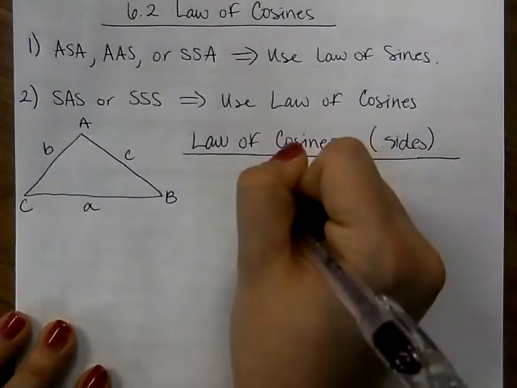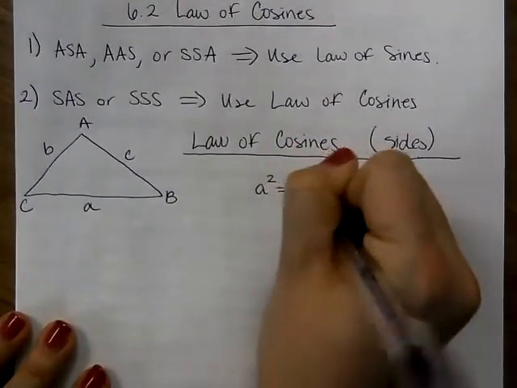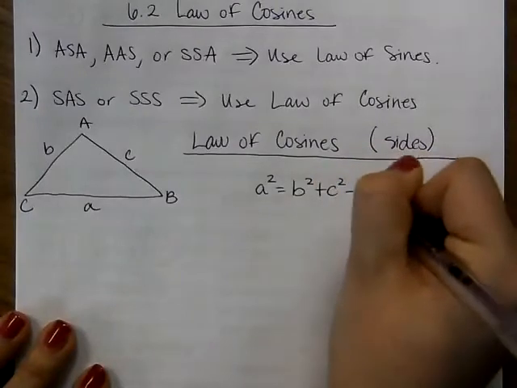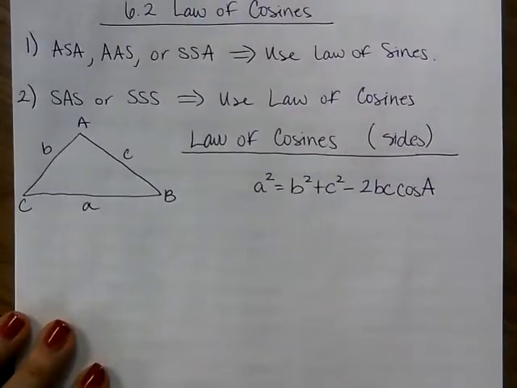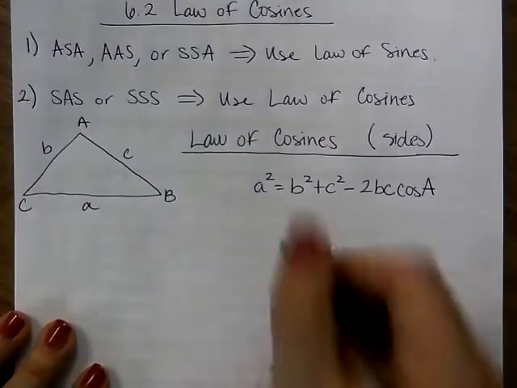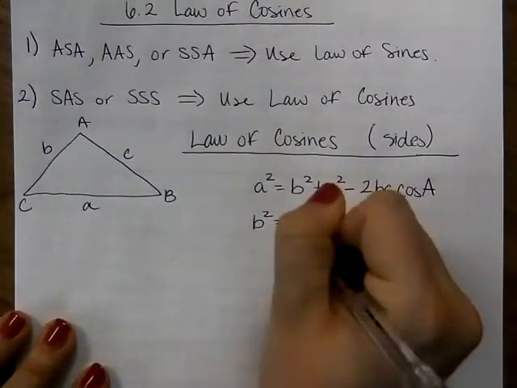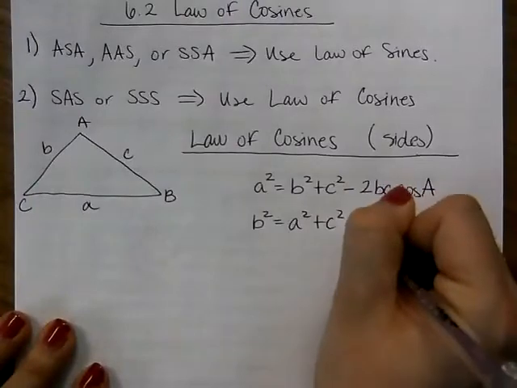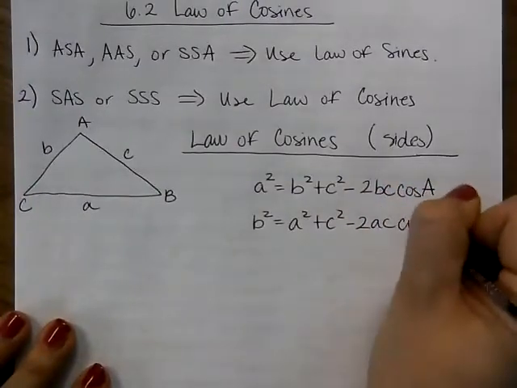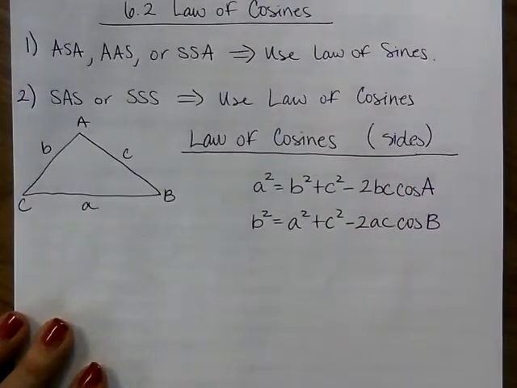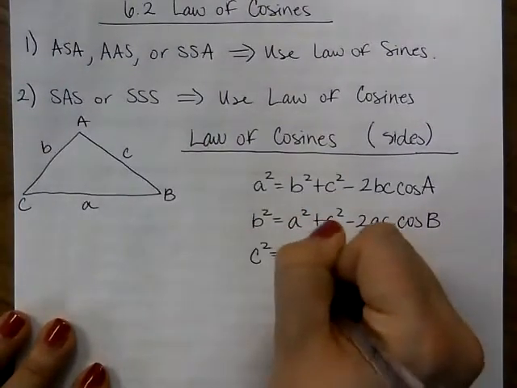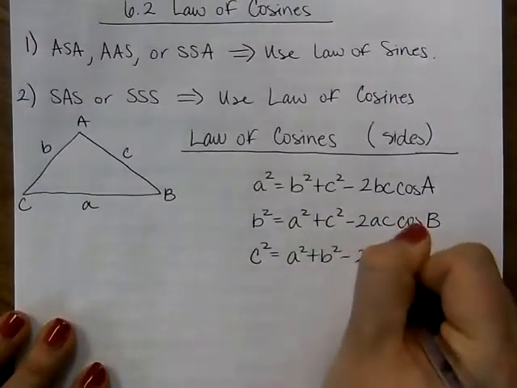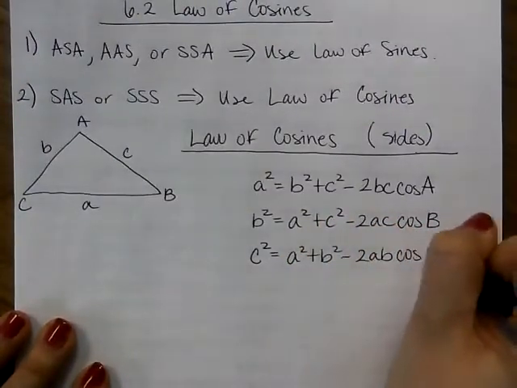So you have a squared equals b squared plus c squared minus 2bc times the cosine of A. So that's the case of you're looking for the side A. If you're looking for side B, then you would do b squared equals a squared plus c squared minus 2ac times the cosine of B. And finally, if you were looking for c squared, you would do a squared plus b squared minus 2 times a times b times the cosine of C.